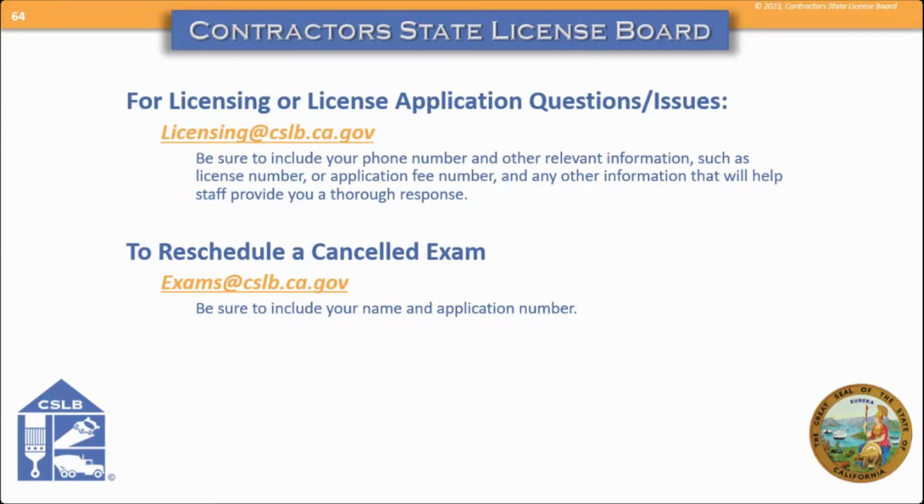If you have any other questions about your application, we encourage you to drop an email to our licensing division. Here is that email address. It is licensing@cslb.ca.gov. Again, that's licensing@cslb.ca.gov. If at some point you need to reschedule your exams, you can get that process started by dropping an email to exams with an S at cslb.ca.gov.